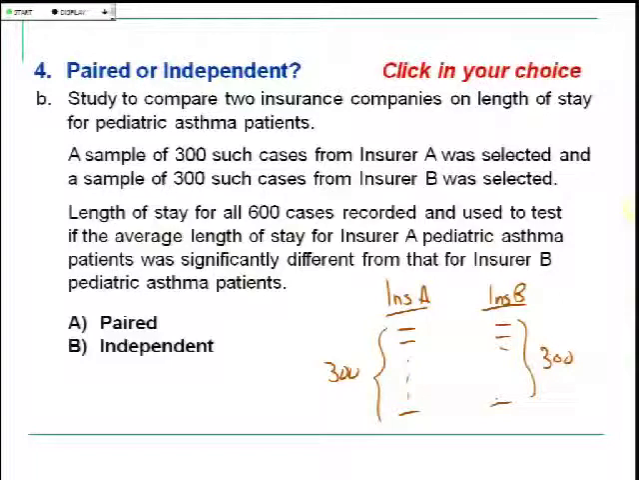The parameter here would be what? mu1 minus mu2. Would I be doing a test about that or make a confidence interval estimate?